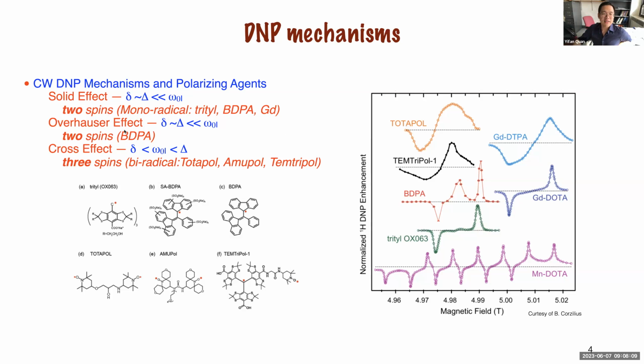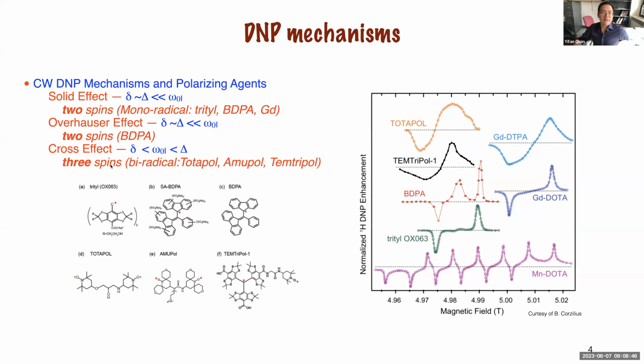The second family is the Overhauser effect, which relies on the cross-relaxation between the electron and the nuclear spins. This we typically observe in liquids and conducting metals. However, recently we also saw this effect in insulating solids like BDPA in polystyrene or in terphenyl. You see that when you irradiate at the EPR transition, by saturating the EPR, you have enhancement by the cross-relaxation.